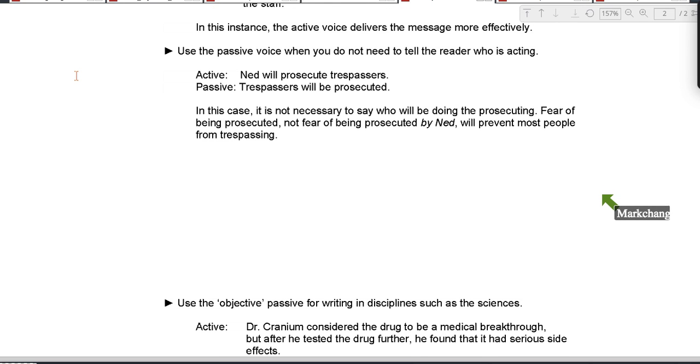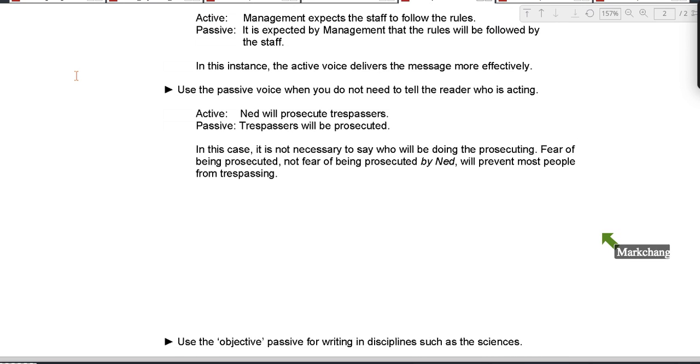Is it understood? So management expects the staff to follow the rules. Now, if you put it in passive voice, it will not sound as prominent and clear. It is expected by the management that the rules will be followed by the staff. It is not that strong. In this sentence, the active voice delivers the message more effectively.